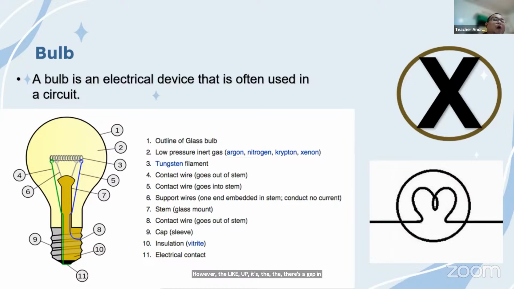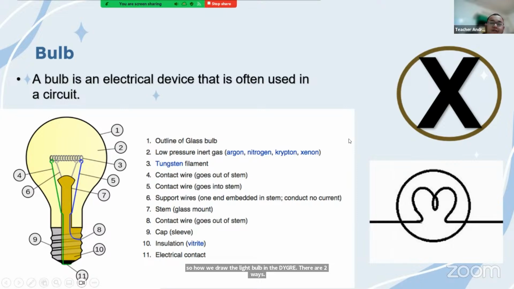All right. So how do we draw the light bulb in the diagram? There are two ways. One is this diagram here, and another one is a circle with an X. The most common standard drawing is a circle with an X. This is how we draw a light bulb in a diagram. So let us go through one by one. What are the parts that make up a light bulb?